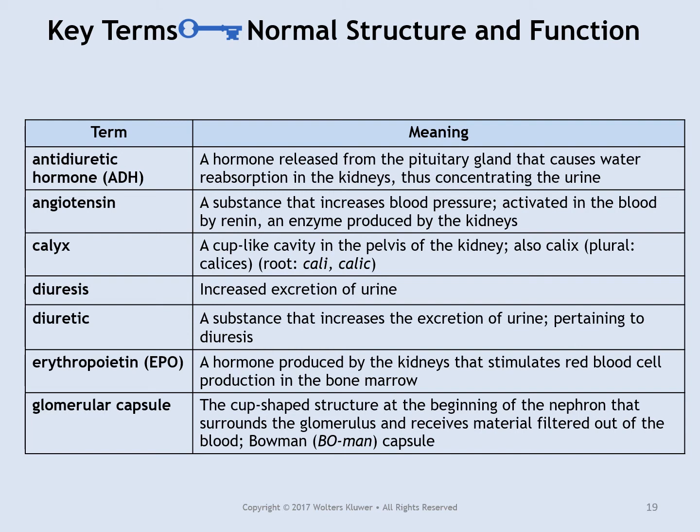So angiotensin is one of the main ways to regulate blood pressure. See that? You're talking about blood pressure. We talked about antidiuretic hormone. So diuresis is increased production of urine. So a diuretic is something that increases the amount of urine that is produced. And EPO, we will be getting into that. That is about increasing red blood cell production.